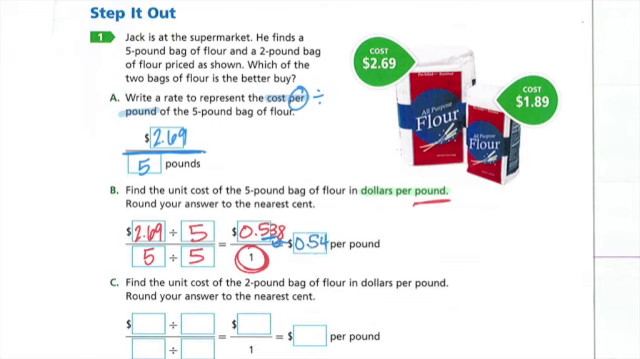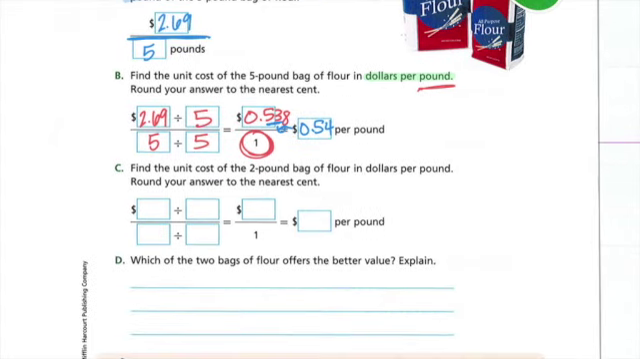All right, C, find the unit cost of the 2-pound bag of flour in dollars per pound. Round your answer to the nearest cent. So now we're doing the same thing, but with the other bag of flour. It was $1.89 for 2 pounds. When we do unit rate, when there's money, always put the money on top. All right, so then we want 1. So I'm going to do 189 divided by 2.